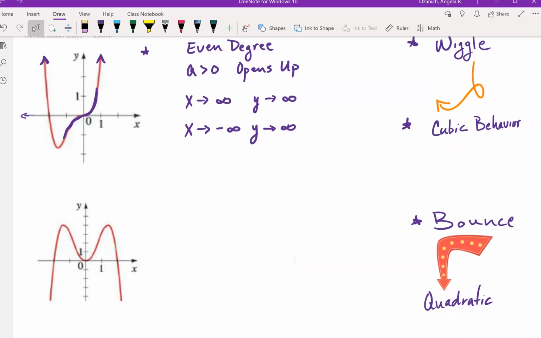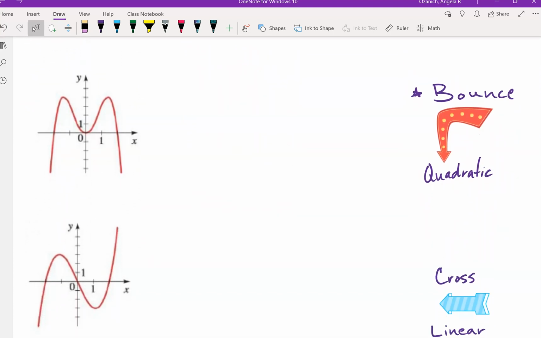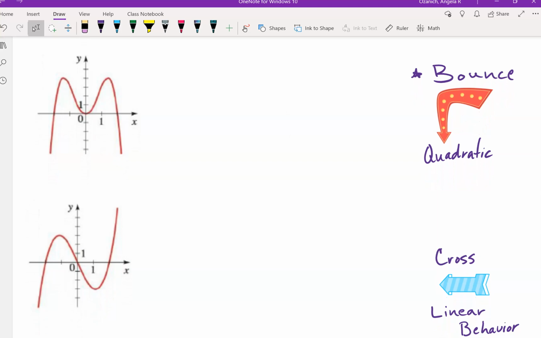Keep looking at these graphs. What we see here is another polynomial function. The end behavior here is that it's opening down. So it's still an even function, so it still is going to have an even degree.